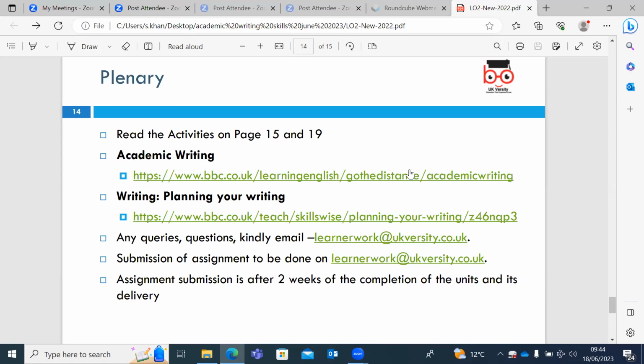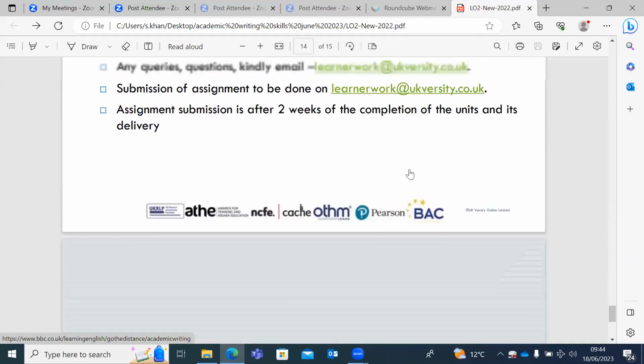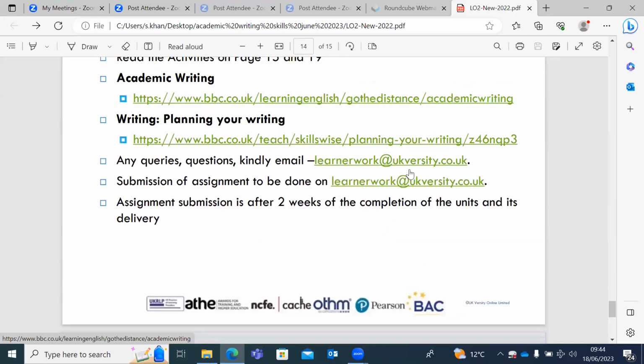learnerwork@ukvarsity.co.uk. Also, submission of your assignment is to be done to learnerwork@ukvarsity.co.uk. Assignment submission is two weeks after completion of the units, which will be next week. Also, you need to make sure that you are using Moodle for any additional sources that you need to look at in completing this part of the assignment. And next week, please go on to Moodle for any additional reading or sources, and also for identifying any references that you can use.